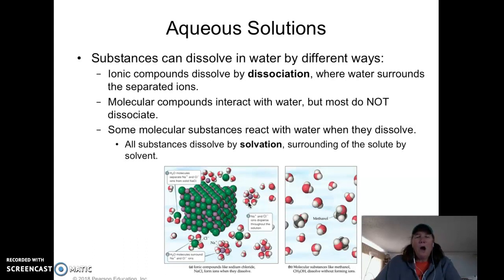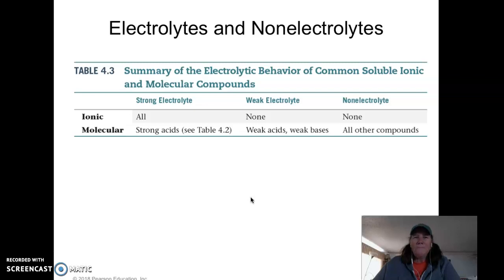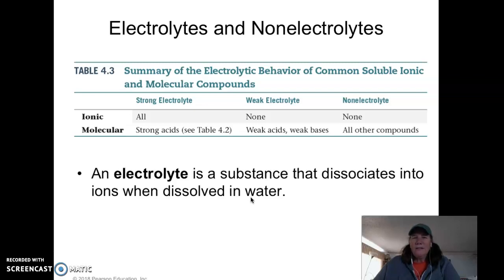All substances dissolve by what they call solvation. Here you can see it. The water surrounds it and basically breaks it off. The positive hydrogen part of the water is going to be surrounded by the negative part, which would be the chlorine, the anion. And the negative part of the water, the oxygen end, is going to surround the sodium, which is the cation, the positive.